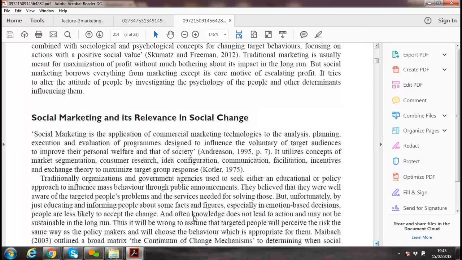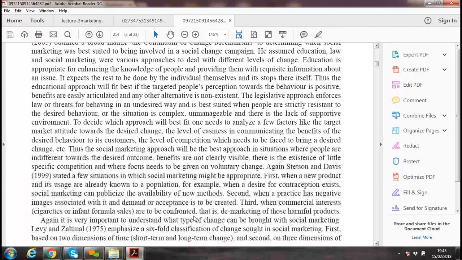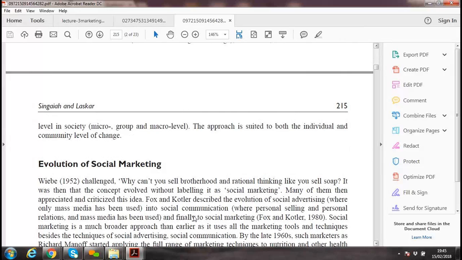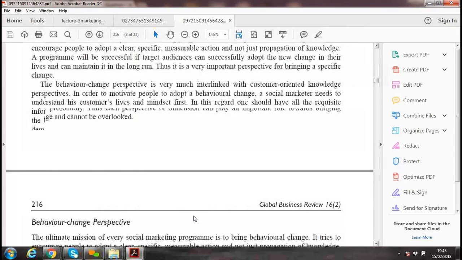It's quite good. Social marketing is the application of commercial marketing technologies, analysis, planning, execution, and evaluation of programs that will help. Okay, so we can look around the target audience. So please, it's quite good to use, yes, for learning outcome 5.